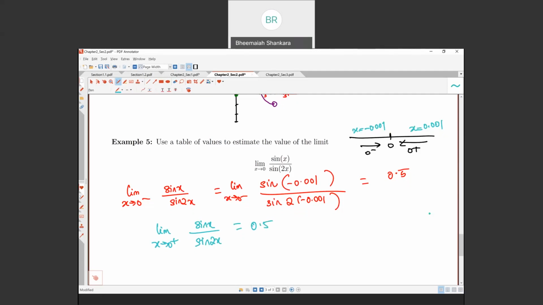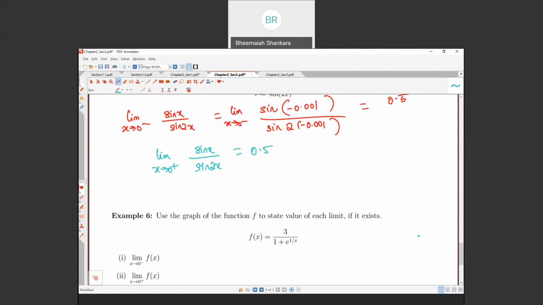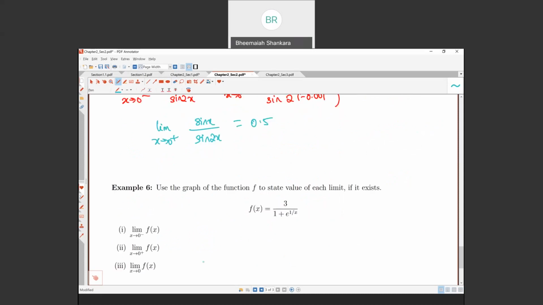Now use the graph of the function to state the value of each limit. When x is approaching 0 minus, the functional value will be 3. For 0 plus, the functional value will be 0. And when x is approaching 0, you see the left hand limit and right hand limit are not equal, which means this limit does not exist. We'll end this section here.